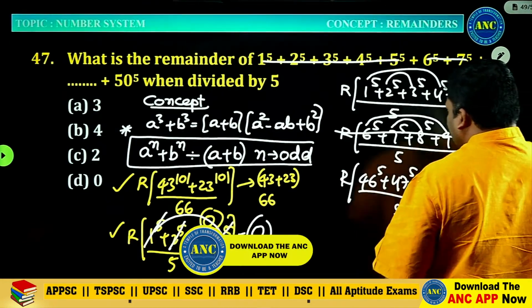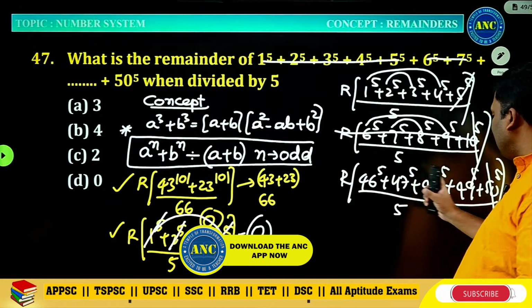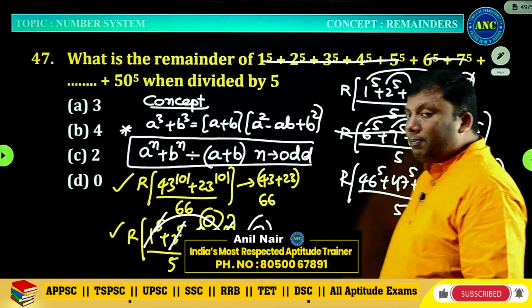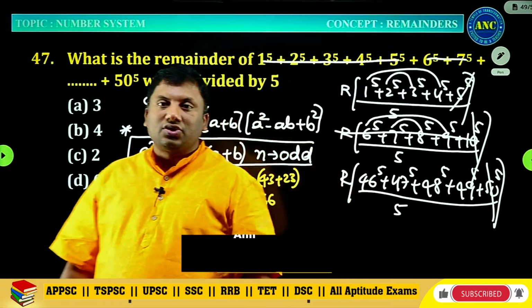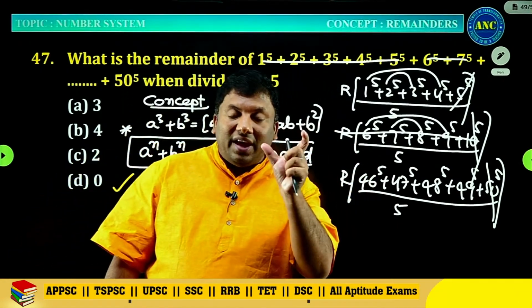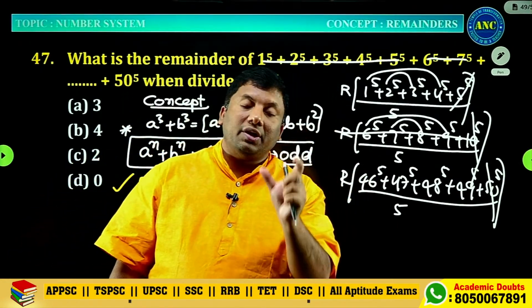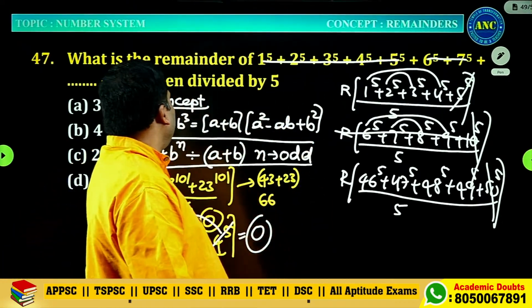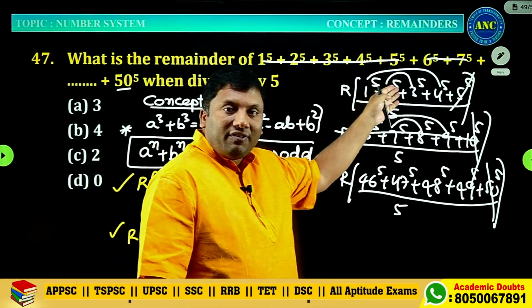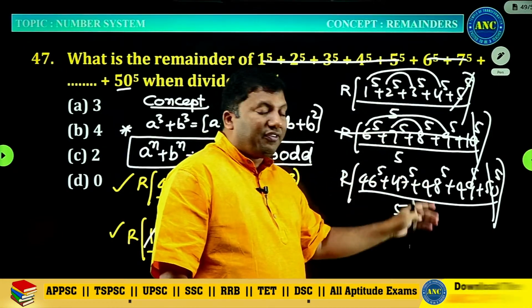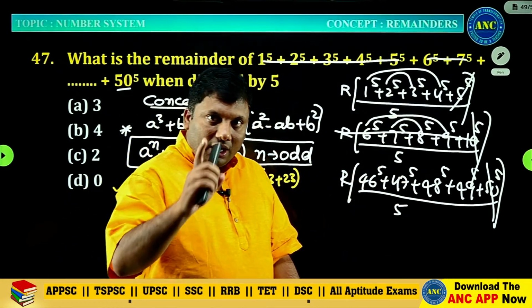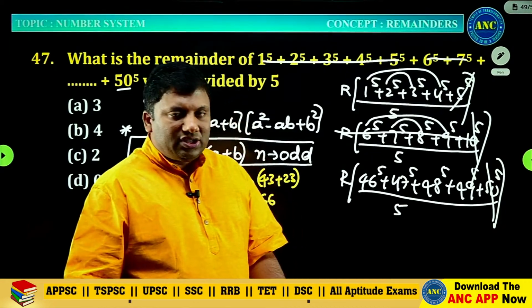50 is divisible by 5. 46 plus 49, 95, divisible. 47 plus 48 is also divisible. Every 5 consecutive terms are divisible by 5. Like that, 50 means the 10th group of 5. First group of 5, second group of 5, 10th group of 5. Are you all with me? I hope the idea is clear.